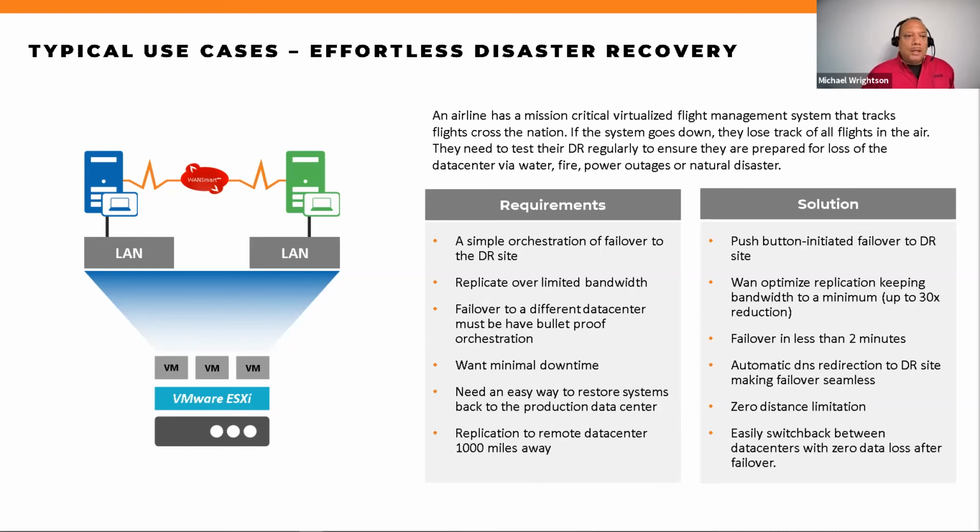Now, can you actually have automatic failover between data centers? Yeah, you can. It is possible to do that with Continuity Engine. But with DR, typically customers want to have control over that process. And so that is the default configuration, but it can be automatic if you need to.